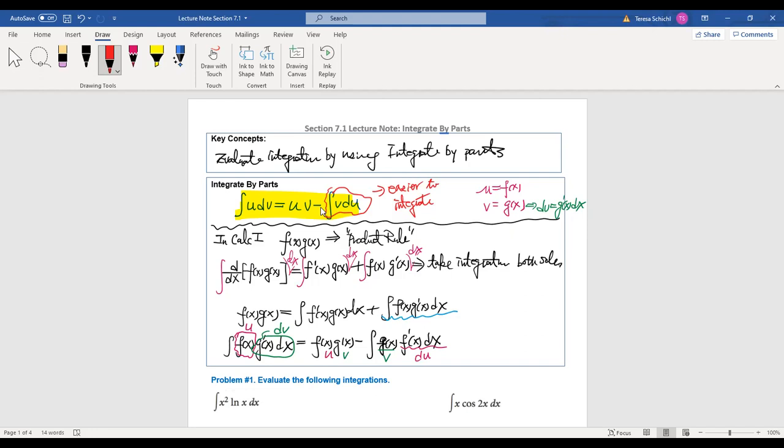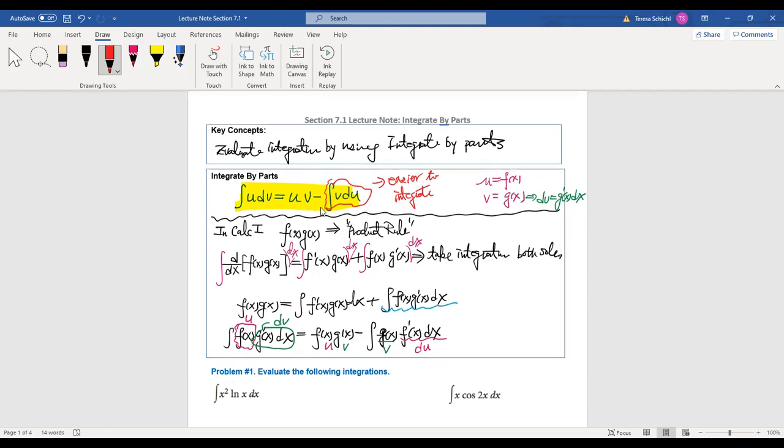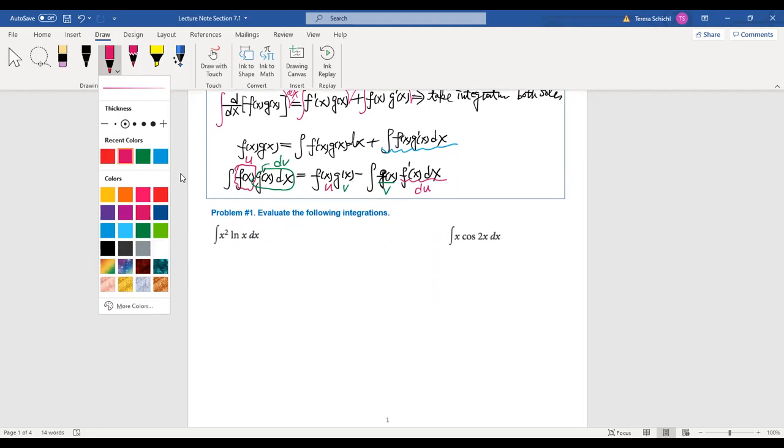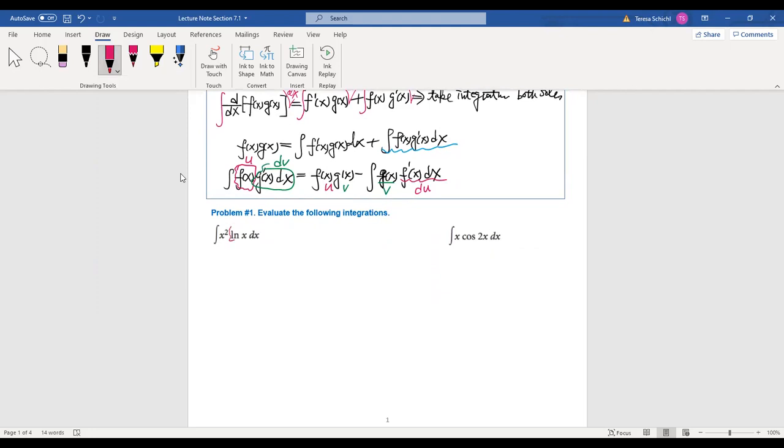All right, okay, so now let's take a look at the first one. See here. Okay, so now this is the integration of x squared natural log x. So which one do I need to assign to be u, and which one do I need to assign to be dv? Let's take a look. We all know natural log x is pretty easy to take the derivative of, right? So I can assign u is equal to natural log x. Remember, we want one thing that is easier to take the derivative of, and one thing that is easier to take the integration of.